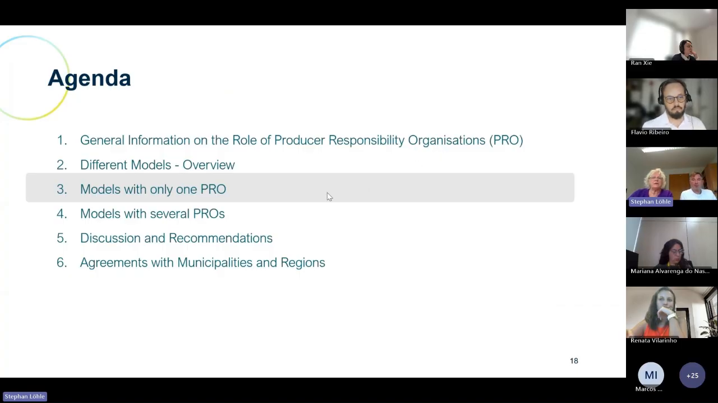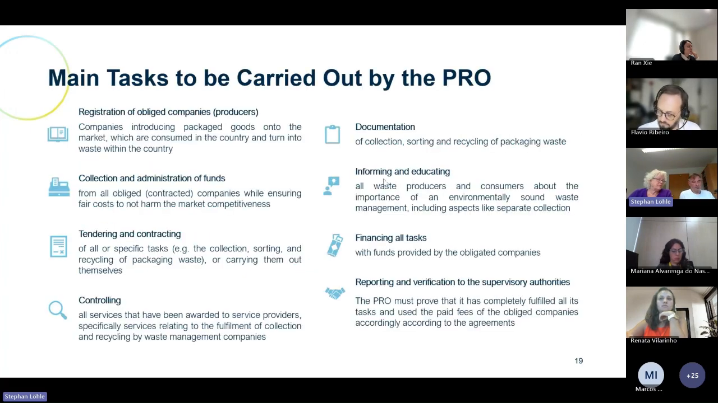I want to dive deeper into the model with only one PRO. And as Stefan already mentioned, there are main tasks to be carried out by the PRO. I don't want to show everything again, but it is really very, very important that these topics are part of the law. If you have a packaging law, it must be very clear what the duties of the PRO are. And this is with registration, collection, tendering, controlling, documentation, informing, financing, and reporting.